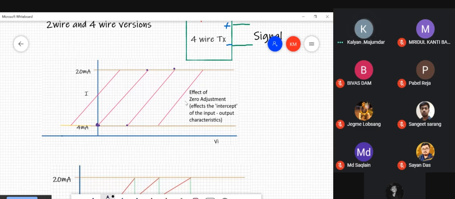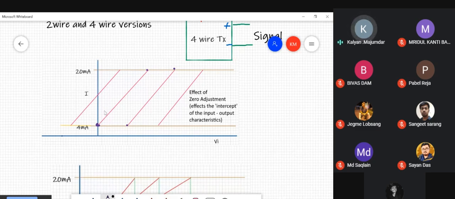Similarly, these different red lines, of course, at any point of time, only one of the 4 red lines is valid. Each of the red lines indicates an input-output relationship of the transmitter. It indicates the value of the input for which you get 4 milliamperes. It also represents the value of the input for which you get 20 milliamperes. Now, what's the difference between these 4 lines?